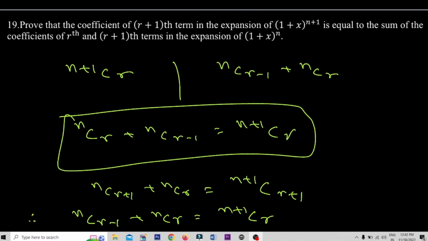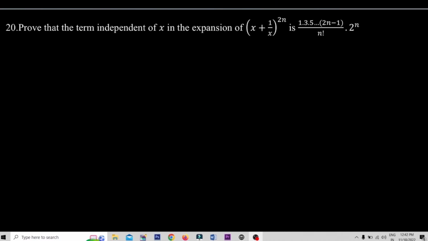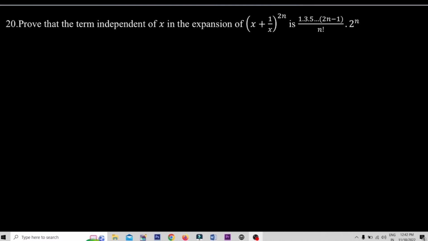This property is not even needed; we are getting this property. So in one property it's either this or that, so better: nCr plus nC(r minus 1) equals (n plus 1)Cr, better we'll learn. Next question. Next question is question number 20.